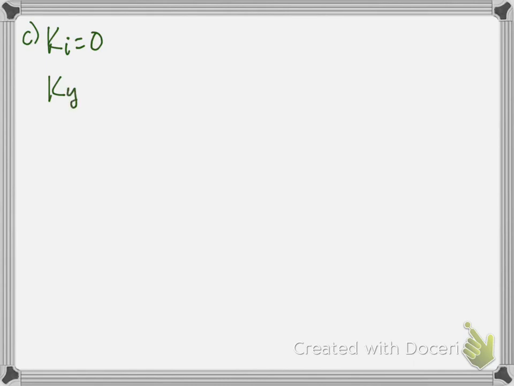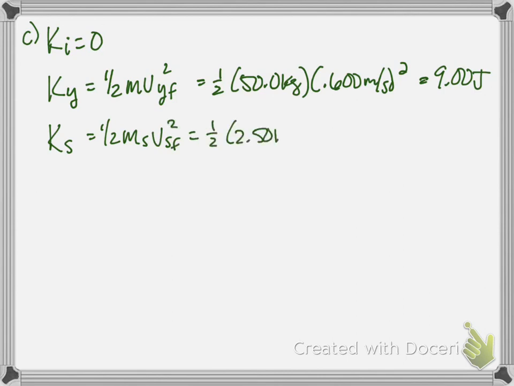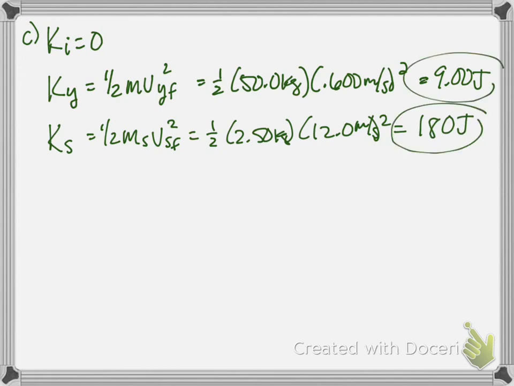Your kinetic energy after the collision is 1/2 m v u final squared, which is half times 50 kilograms times 0.6 meters per second, quantity squared, 9 joules. Kinetic energy of the skateboard is 1/2 mass of the skateboard times velocity of the skateboard squared. So that's 2.5 kilograms times 12.0 meters per second, quantity squared, is 180 joules. There's quite a bit of difference there between the kinetic energy of you and the kinetic energy of the skateboard.